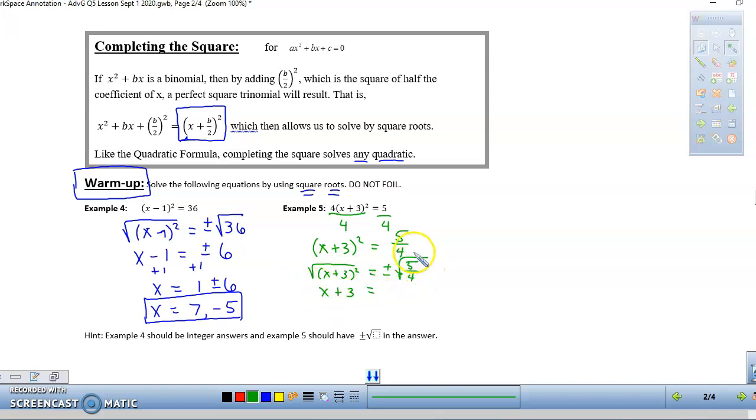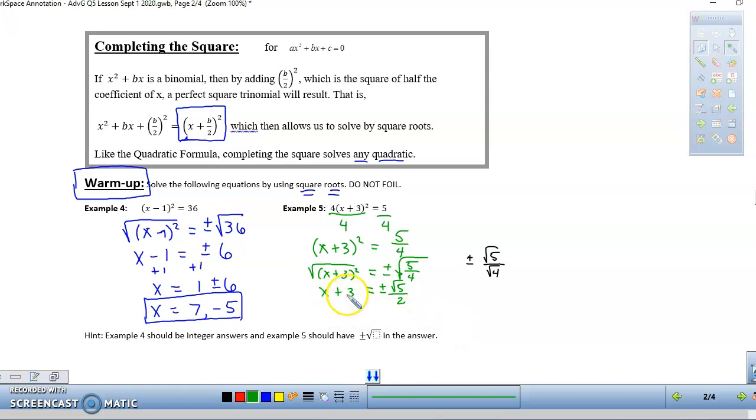Okay, square root of 5 fourths. So off to the side here, this is the same as saying plus or minus the square root of 5 over the square root of 4. So square root of 5 is not simplifying, but square root of 4 does. So we end up here with plus or minus square root of 5 over 2.